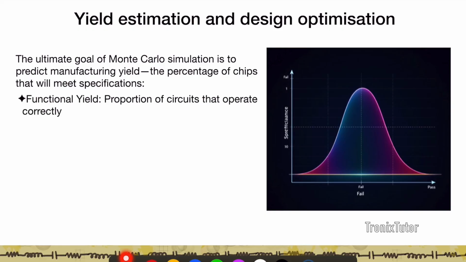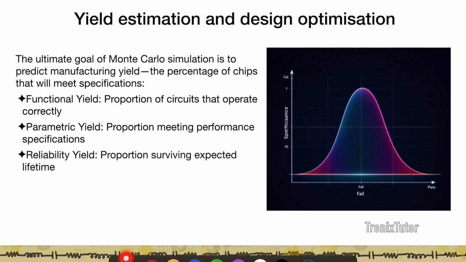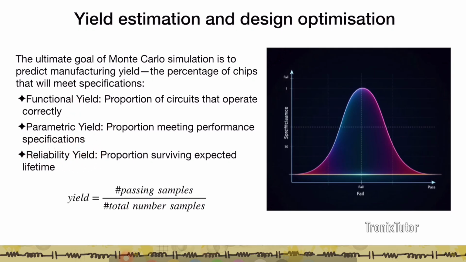Now, an important aspect of Monte Carlo is that it is used a lot in yield estimation, especially before it goes into the fab, right? And yield can be of multiple types. There's what is known as functional yield, that is how many of the circuits operate correctly. There is what is known as the parametric yield, that is what proportion meets performance specifications. And third is the reliability yield, that is how many of these circuits actually perform reliably through the end of product life, right? So this would be the first yield, right? This has to be met before you start talking about this, and these two have to be met before you start talking about this. And so yield is typically given by passing samples divided by total number of samples, right?